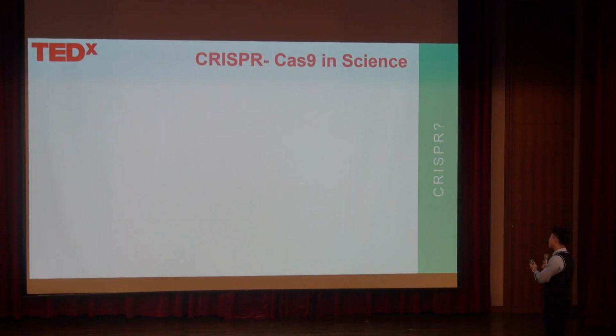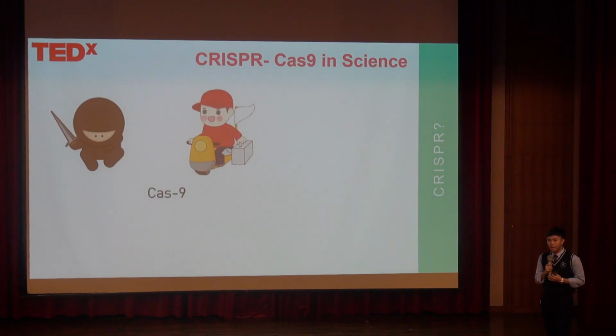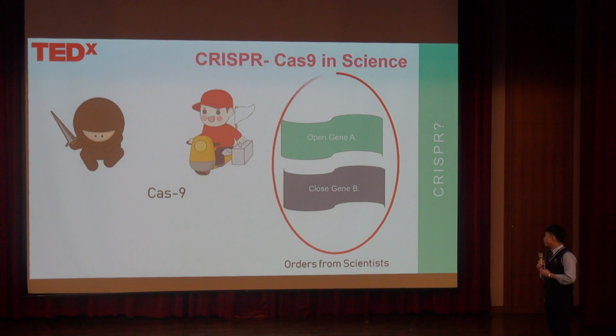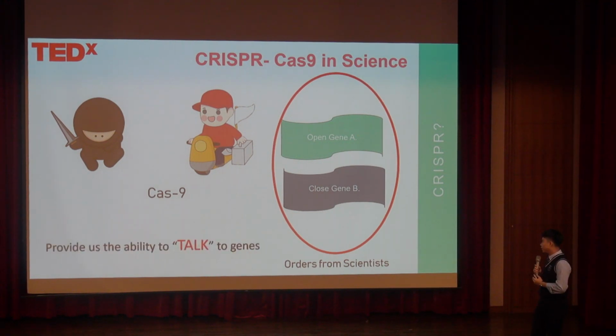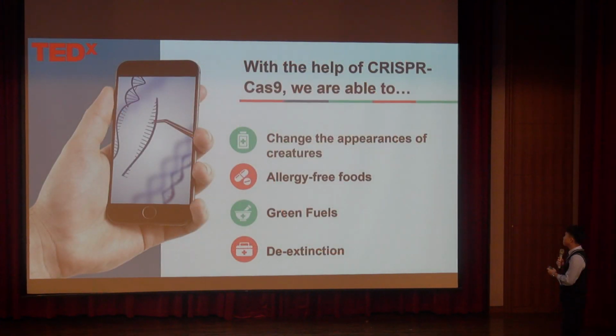So how does the CRISPR-Cas9 technique work in science? Scientists found out that CRISPR-Cas9 can not only be a killer, but also a delivery man. With the help of Cas9, scientists are able to give orders like open gene A or close gene B. In other words, it gives us the ability to talk to genes. With the help of CRISPR-Cas9, we're able to change the appearance of creatures and produce algae-free foods, as well as green fuels and even bring back extinct creatures.